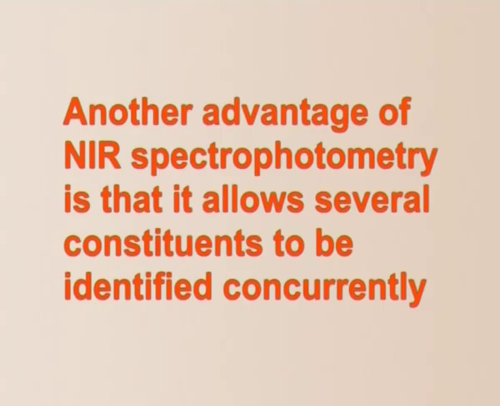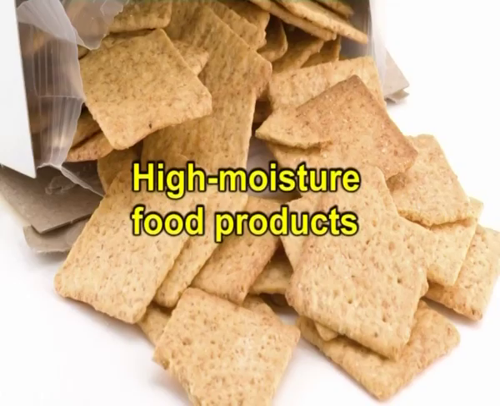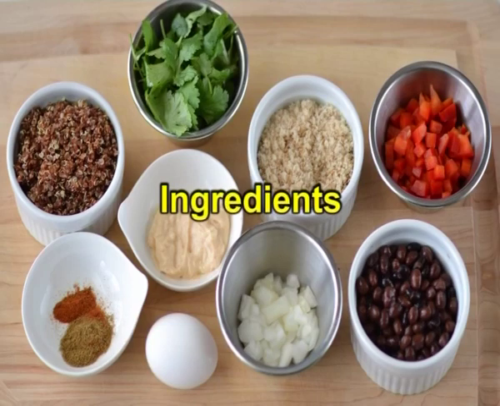Another advantage of NIR spectrophotometry is that it allows several constituents to be identified concurrently. But the disadvantage of this technique is relatively weak absorption due to high moisture in food products and ingredients.